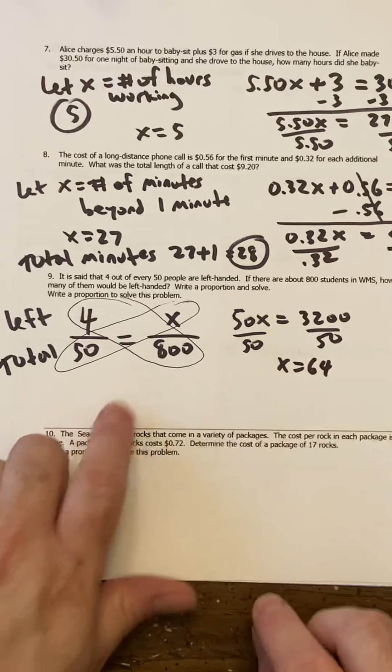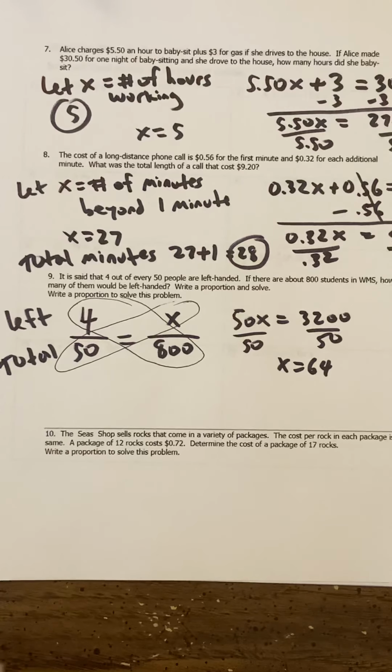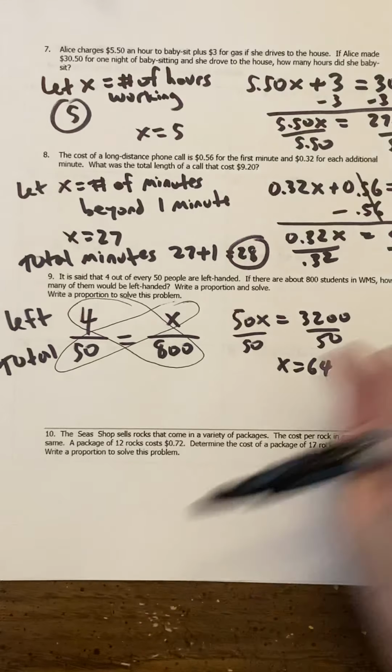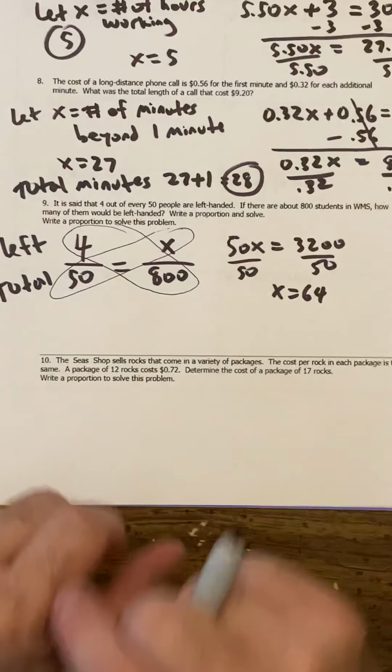So in the school of 800 students, you should expect about 64. Well, since this is exact stuff, there would be 64 left-handed students. Okay? Now you could try the next one. It's also a proportion problem.